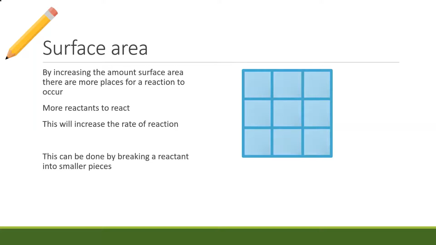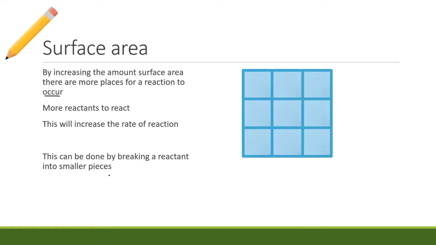Now, surface area is probably one of those things that you've seen in maths a few times, but in science, we're going to talk about it now just to get a bit of an idea of what's going on. By increasing the surface area, there are more places for reaction to take place. More places for reaction to occur.